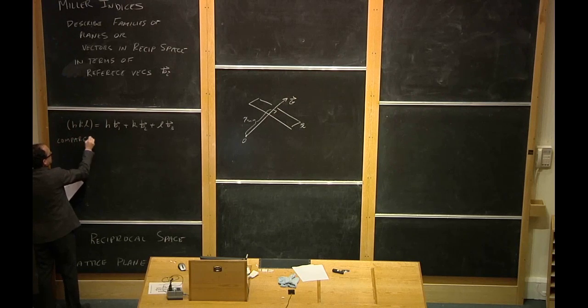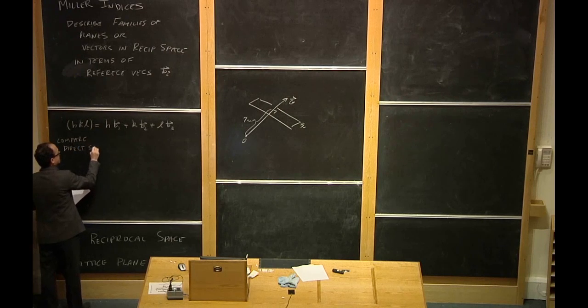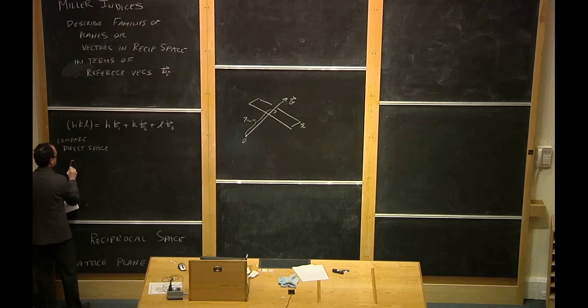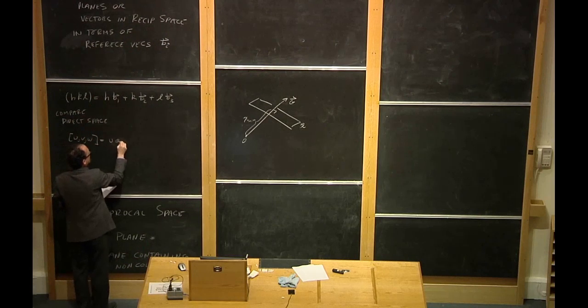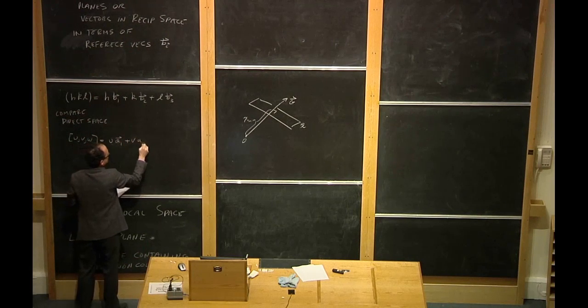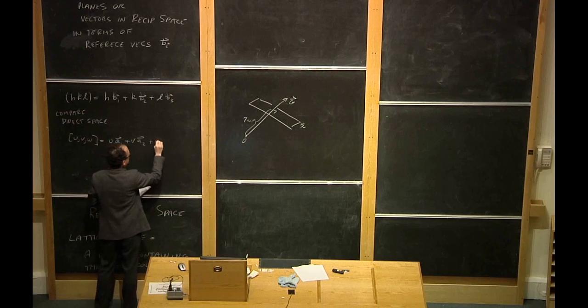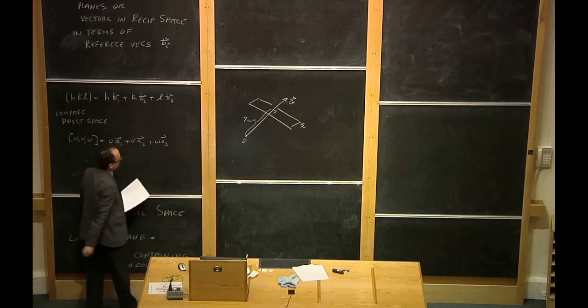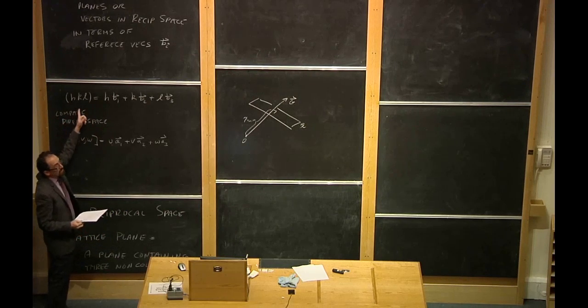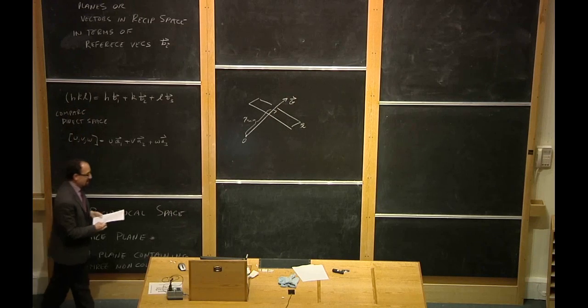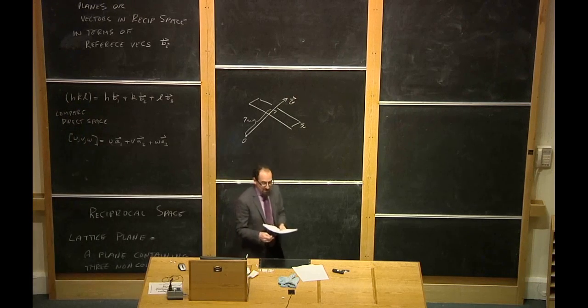We can compare it to the notation we used in real space, in direct space. In direct space, we use the notation [u v w] to mean u times a1 plus v times a2 plus w times a3. So the important thing to take away here is that if we use curved parentheses, we mean reciprocal space. If we use square brackets, we mean direct space. So don't confuse those with each other.